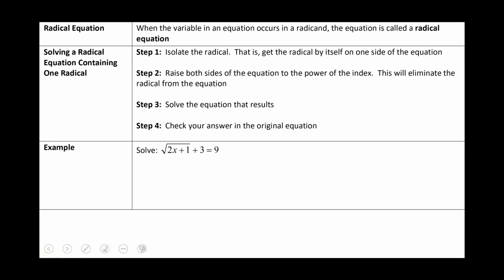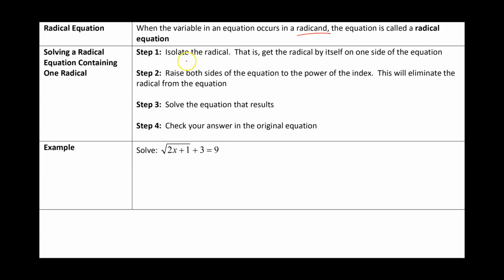In the next part of section 2.6, we will talk about radical equations. When the variable in an equation occurs in a radicand, the equation is called a radical equation. Here are the steps to solve radical equations. We will go through these as we do the example problem. So example number 1.